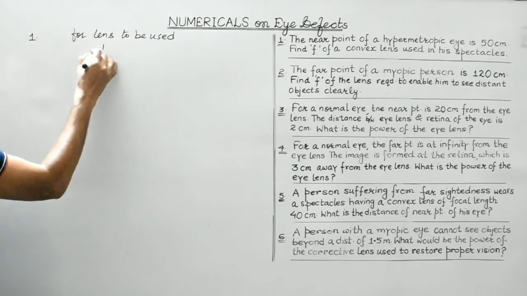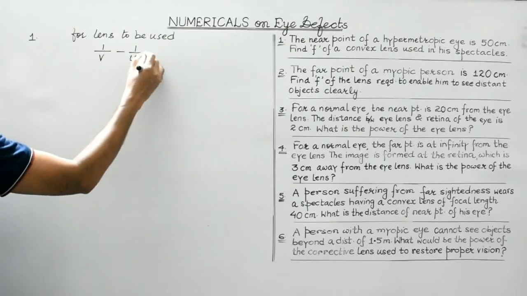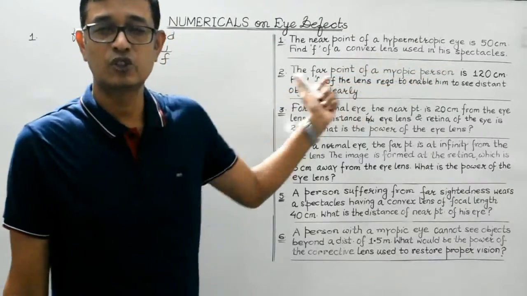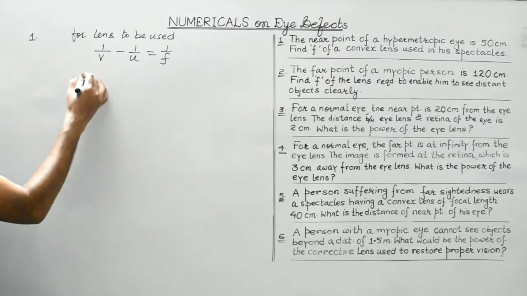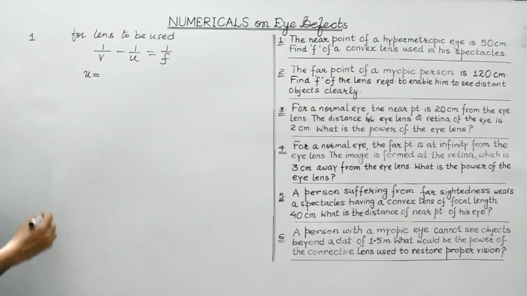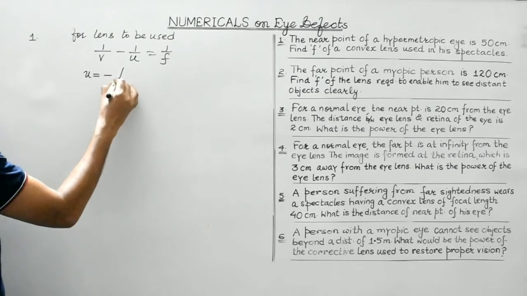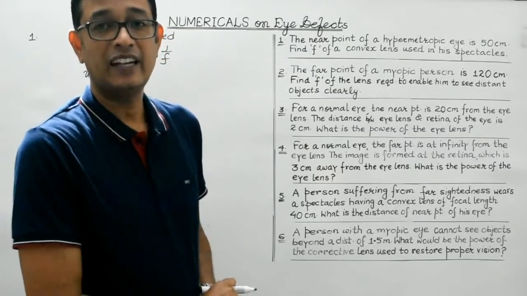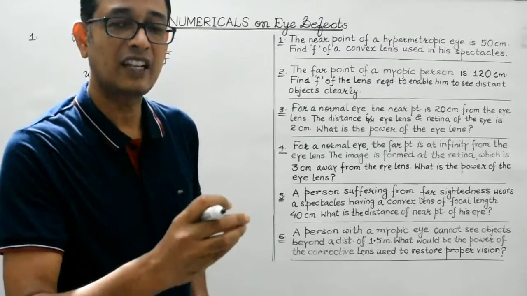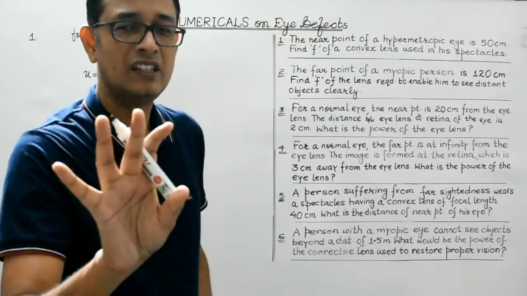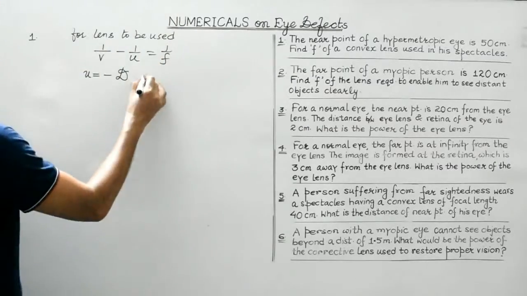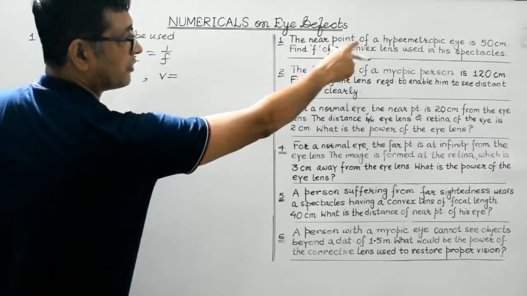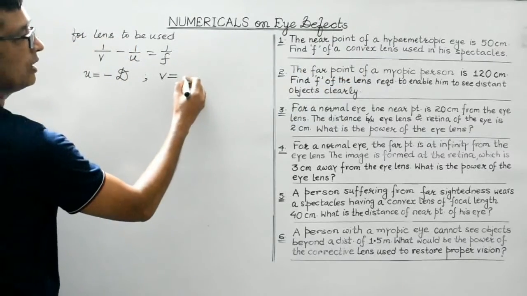So, for the lens to be used as spectacles, we are aware of this formula, lens formula, 1/v minus 1/u is equal to 1/f. This focal length of the spectacles is to be found, right? So here u is equal to, students, minus d. D is the least distance of distinct vision. And in case it is not given, then it has to be taken as 25. D is always taken to be 25 cm. And v will be the near point of this person who is suffering from hypermetropia. It is given to be 50 cm.